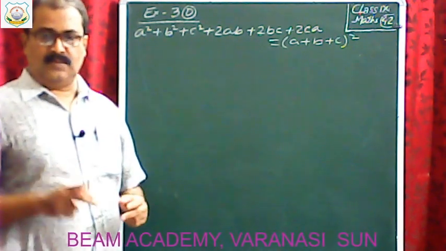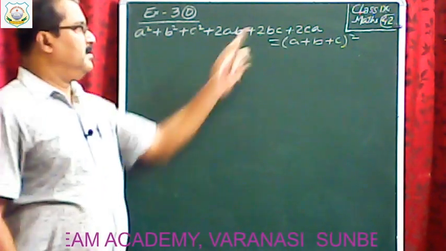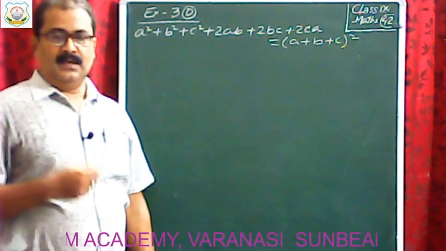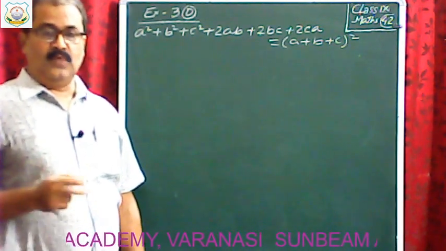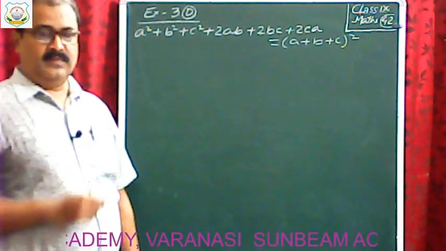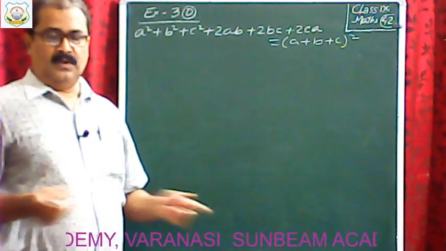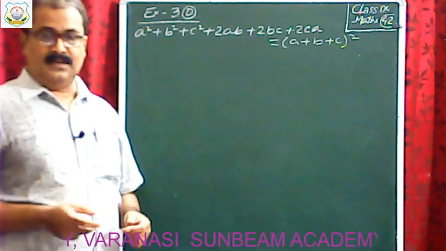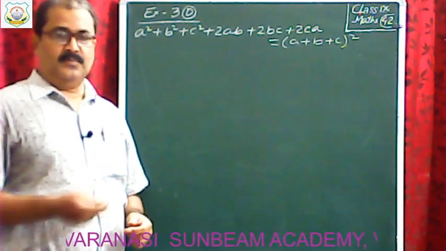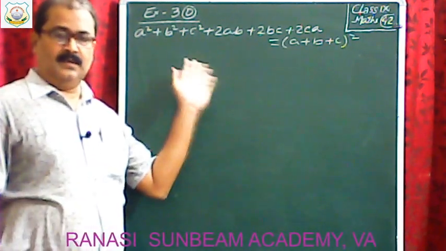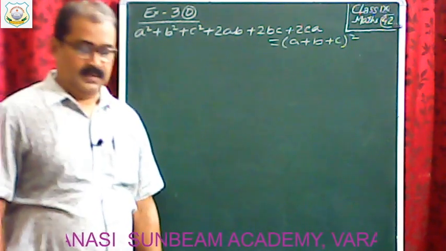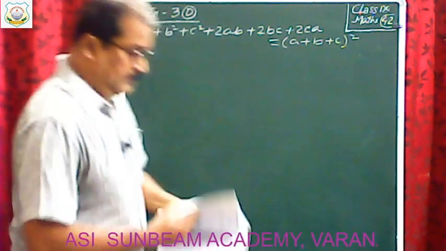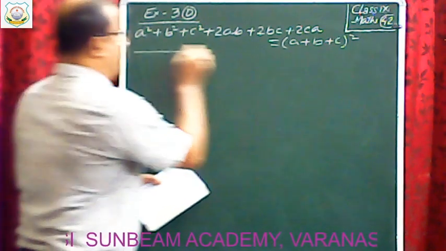In ab, there are 2 terms combined. Similarly, bc and ca. So there are 3 combined terms taking 2 at a time. So in this way, if you get 6 terms in a polynomial, out of 6, 3 are perfect square terms and the remaining terms are combined taking 2 at a time, then you have to formulate according to the identity and proceed. Clear? So, questions.